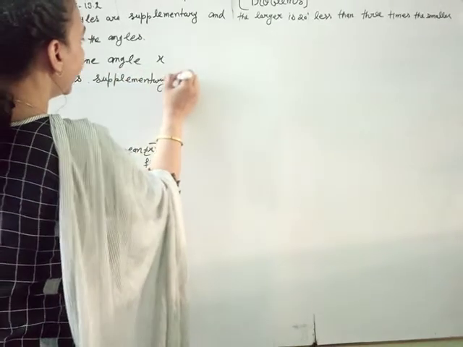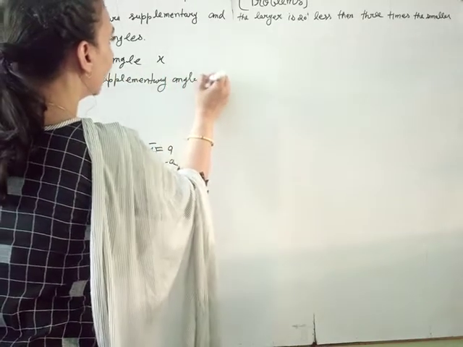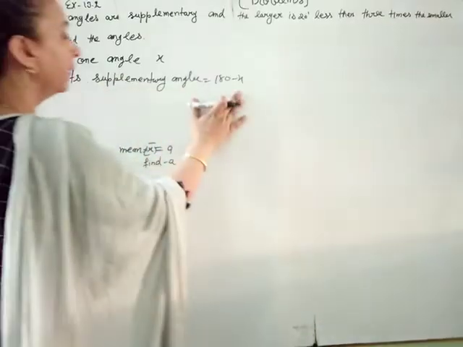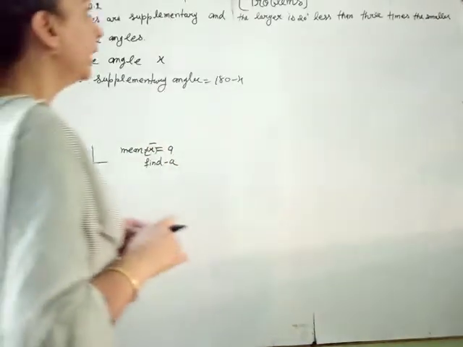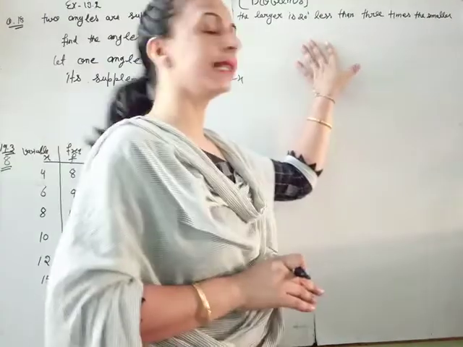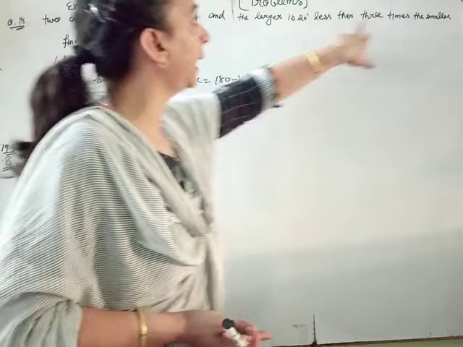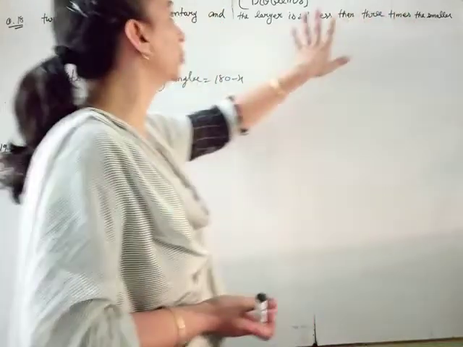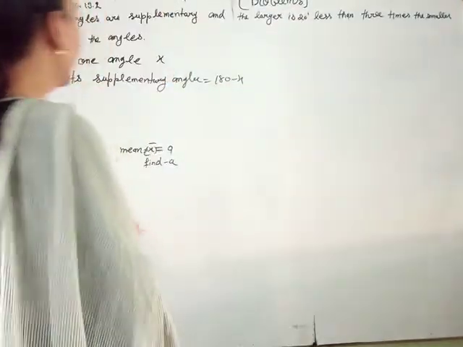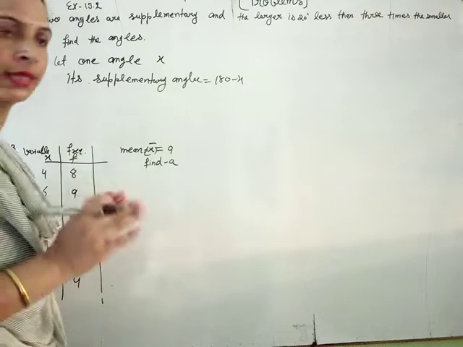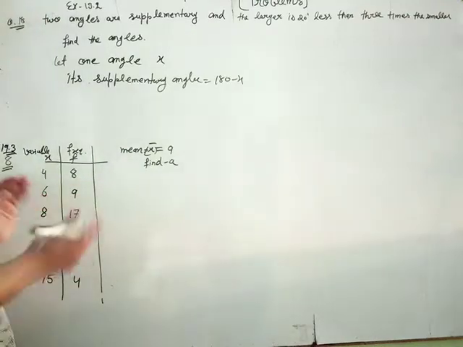Its supplementary angle is 180 minus x. If this is the angle, then the supplementary is 180 minus x. Students, these angles are such that one is greater than the other, there is a larger and a smaller. Let me take any one of these as larger and one as smaller.